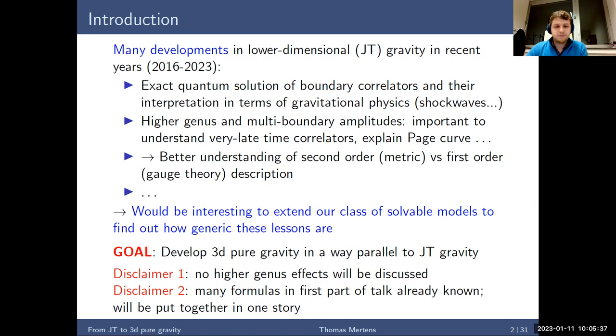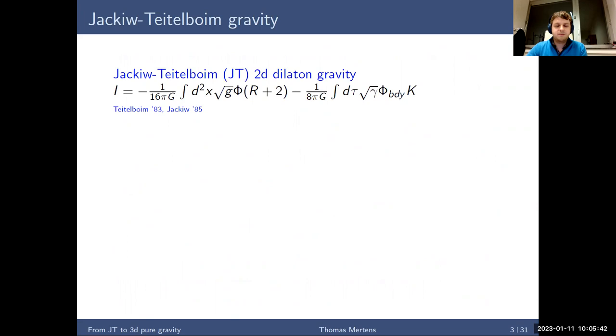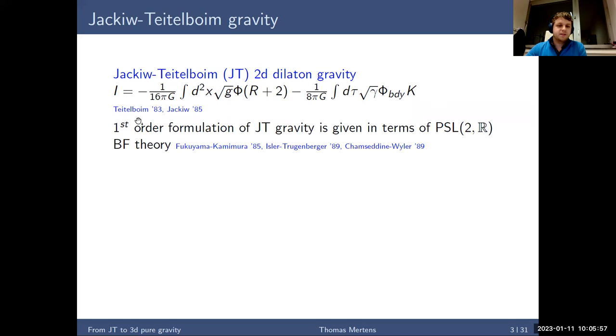So first, a brief reminder about Jackiw-Teitelboim or JT gravity. So it's a particular model of two-dimensional dilaton gravity. So I've written down the Euclidean action here on a manifold with a boundary, so with the Gibbons-Hawking boundary term. Phi is the dilaton field, R is the two-dimensional Ricci scalar. Now, this model was proposed by Jackiw and Teitelboim in the 80s, and very soon thereafter, people realized that the first order formulation of JT gravity can be written in terms of a gauge theory based on the PSL(2,R) symmetry algebra, a BF gauge theory.